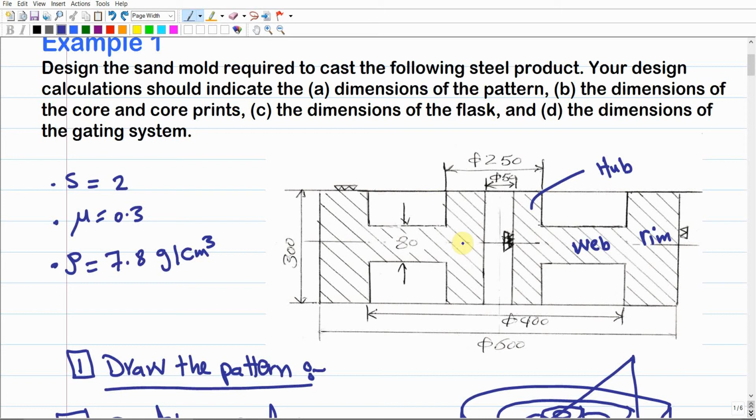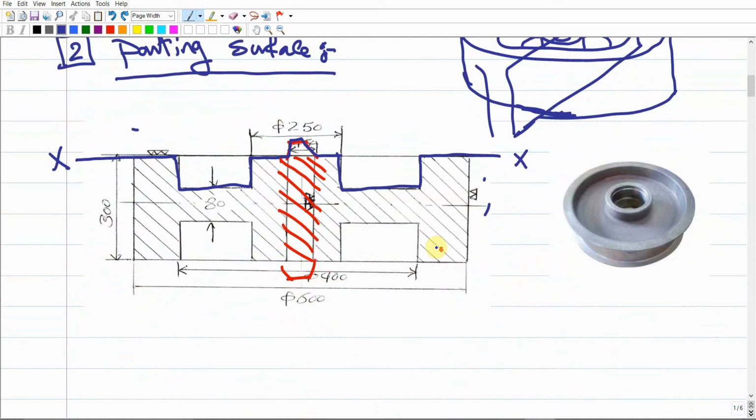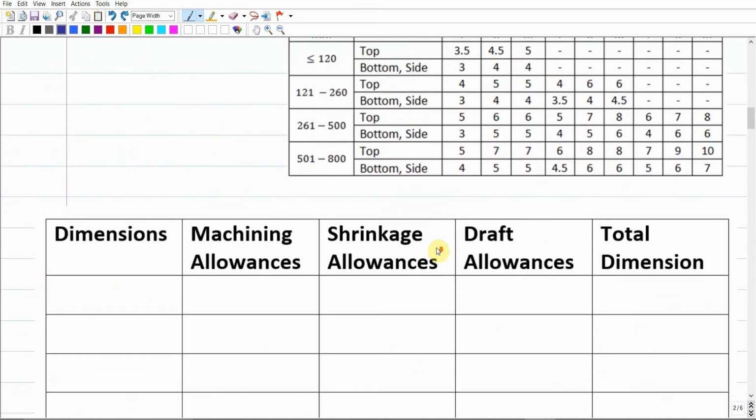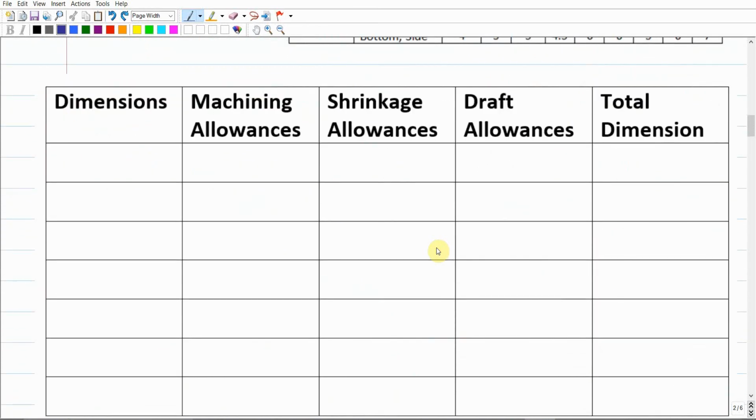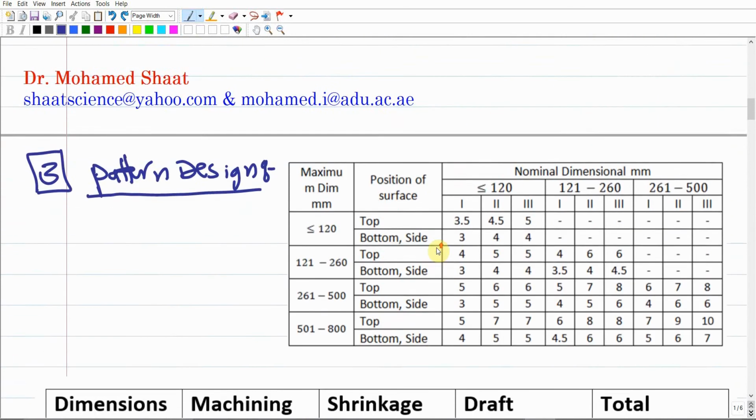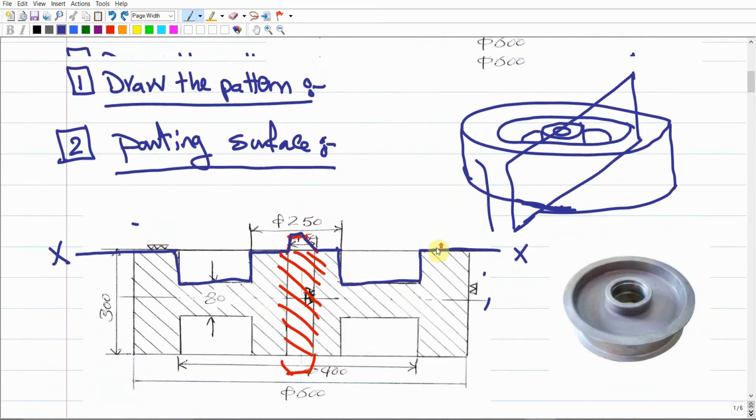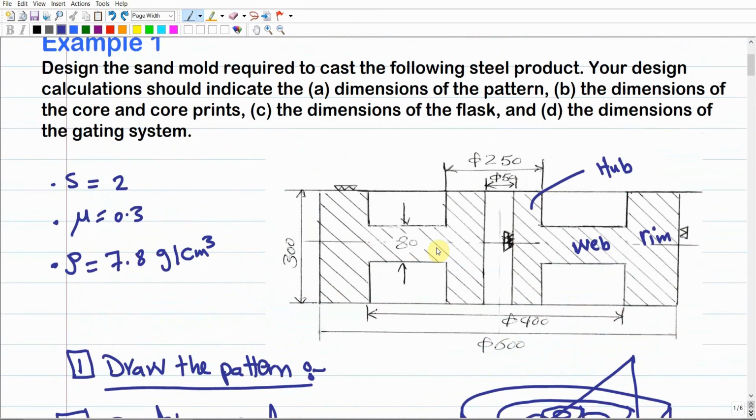So what does this mean for this problem? This means that while you calculate the machining allowances, we will not add machining to all the surfaces. We're just going to add machining allowances just for the surfaces that should be machined. But how about the other surfaces? We will not add any machining allowances to the other surfaces that shouldn't be machined. Very simple, okay?